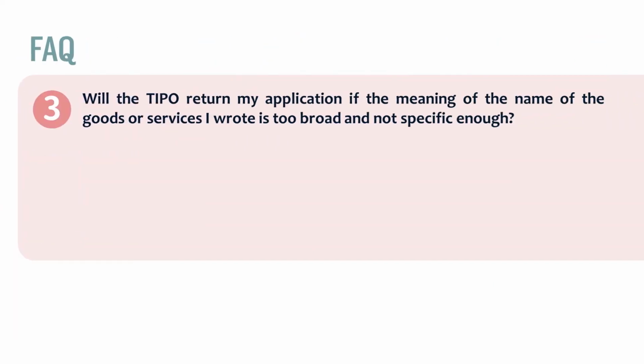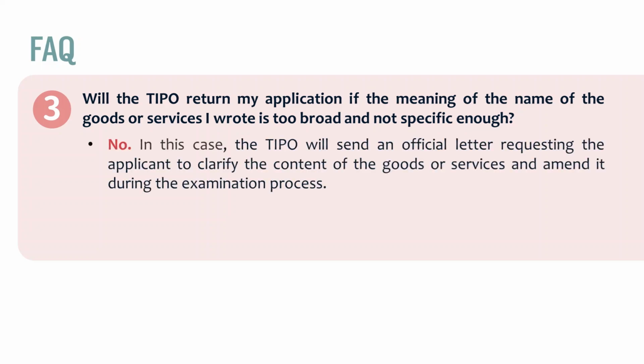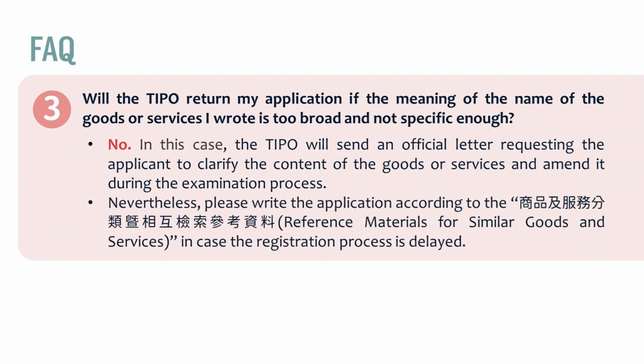Question 3. Will the TPO return my application if the meaning of the name of the goods or services I wrote is too broad and not specific enough? The answer is no. In this situation, during the examination process, the TPO will send an official letter requesting the applicant to clarify the content of the goods or services and amend it. Nevertheless, please write the application according to the reference materials for similar goods and services, in case the registration process is delayed.